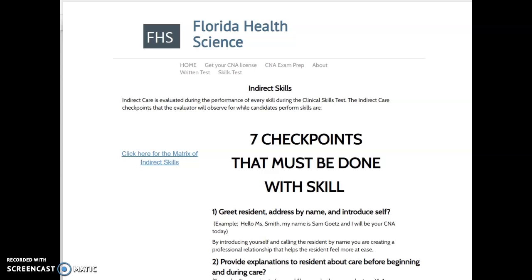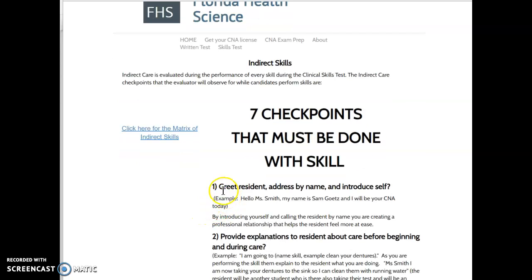Okay, so the indirect skills part of the test, this is an invisible evaluation. So this is sort of going on behind the scenes. It's not part of the 3 skills that you're being tested for, but they're just making sure that you're going to do this on every skill. So this isn't a separate skill, but rather something that you're going to do with every skill that you're asked to do. The first thing is that you're going to make sure that you greet the resident by the name.